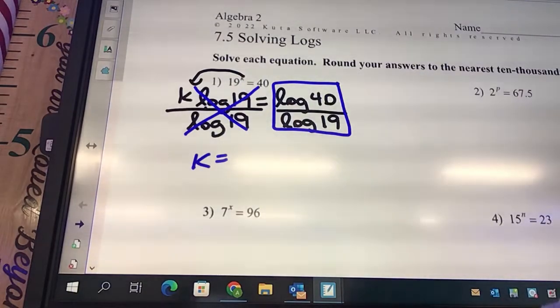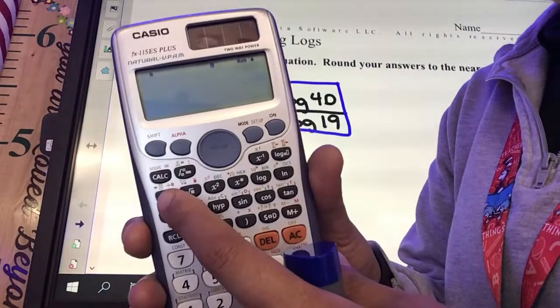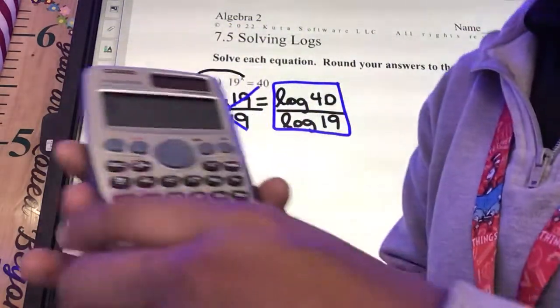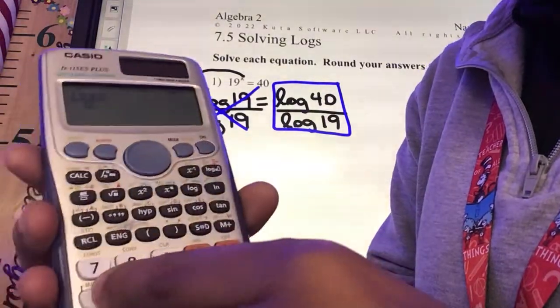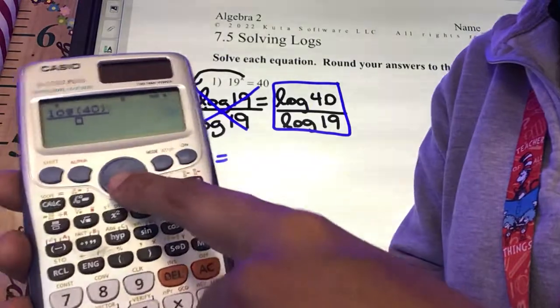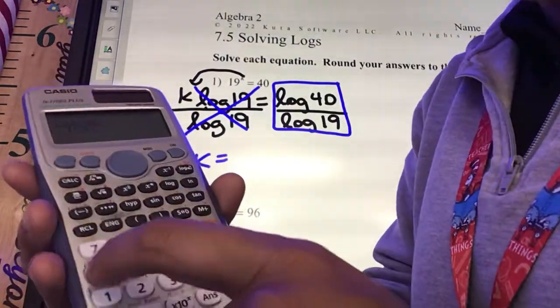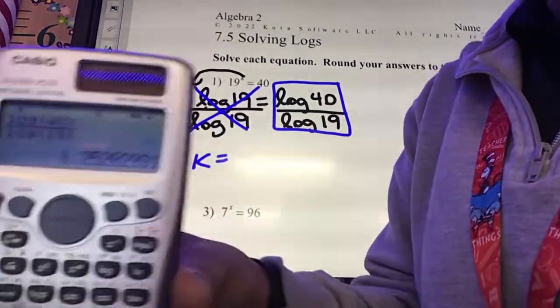Okay, and so on your calculator, hopefully you have one like mine, you're going to push the fraction button. And on the top, we're going to type in log of 40. So right here's the log button, log of 40, and close the parenthesis. And then you're going to hit the down arrow, and you're going to say log of 19. Okay, and you should get this.